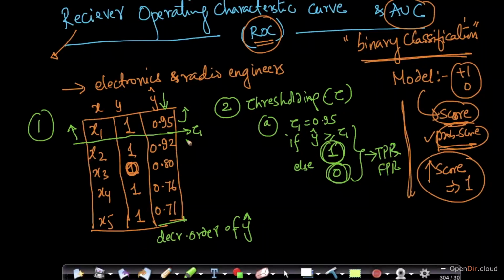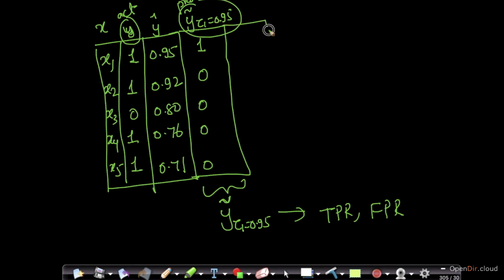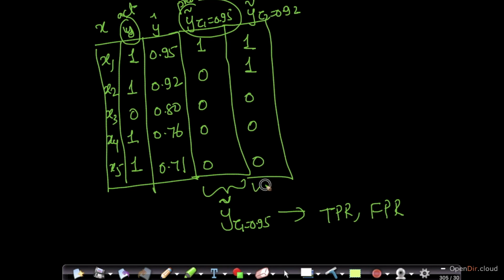Next, I'll take my tau2. I'll take tau2 equals to 0.92. Then what will I do? Now I'll say, what is the y tilde given tau2 equals to 0.92? This will be class 1, this will be class 1, this will be 0, 0, 0. Corresponding to this, I can compute one more TPR and FPR. These TPRs and FPRs correspond to tau2.